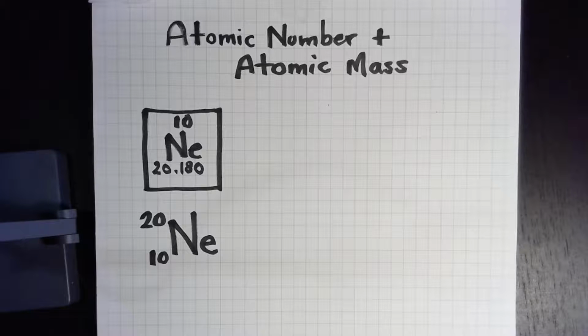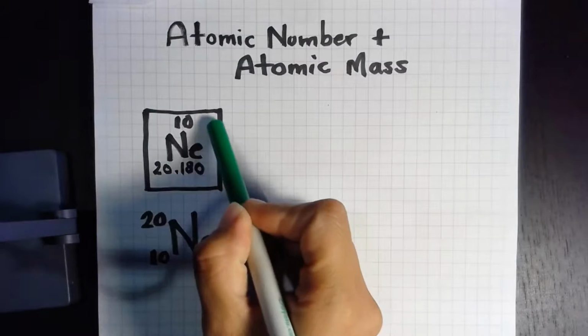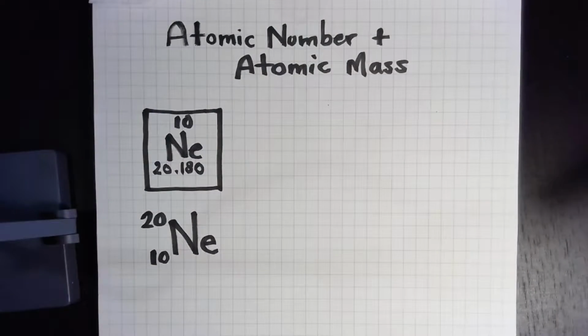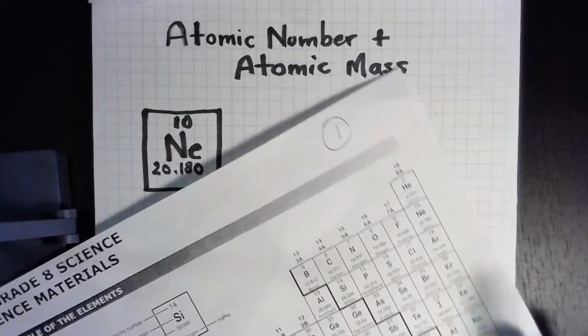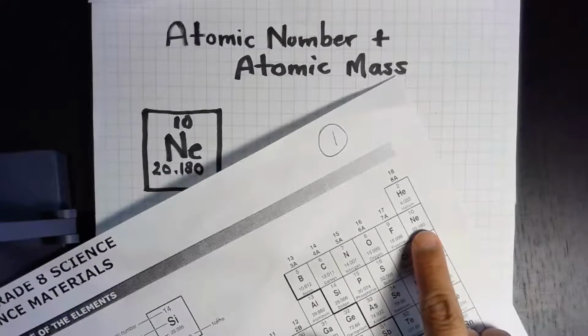Okay, so this is a very short video about atomic number and atomic mass. Usually in the periodic table you can find every element that you need to. There are these boxes in the periodic table, and I've just copied the one for neon here so you can see it bigger. If you look in your periodic table, you can find neon here.